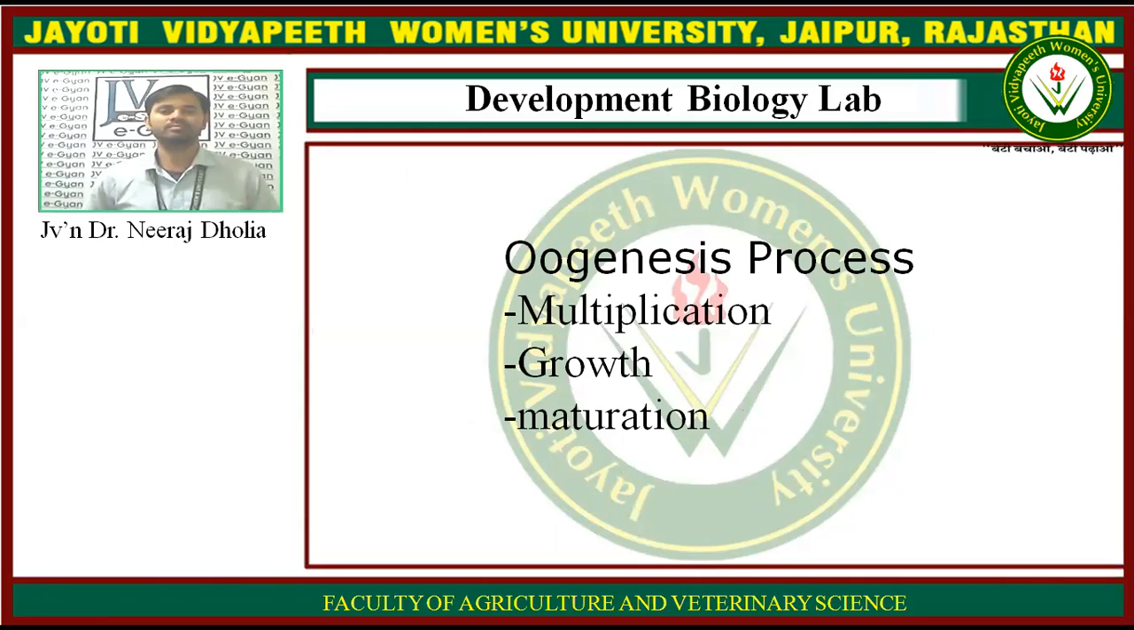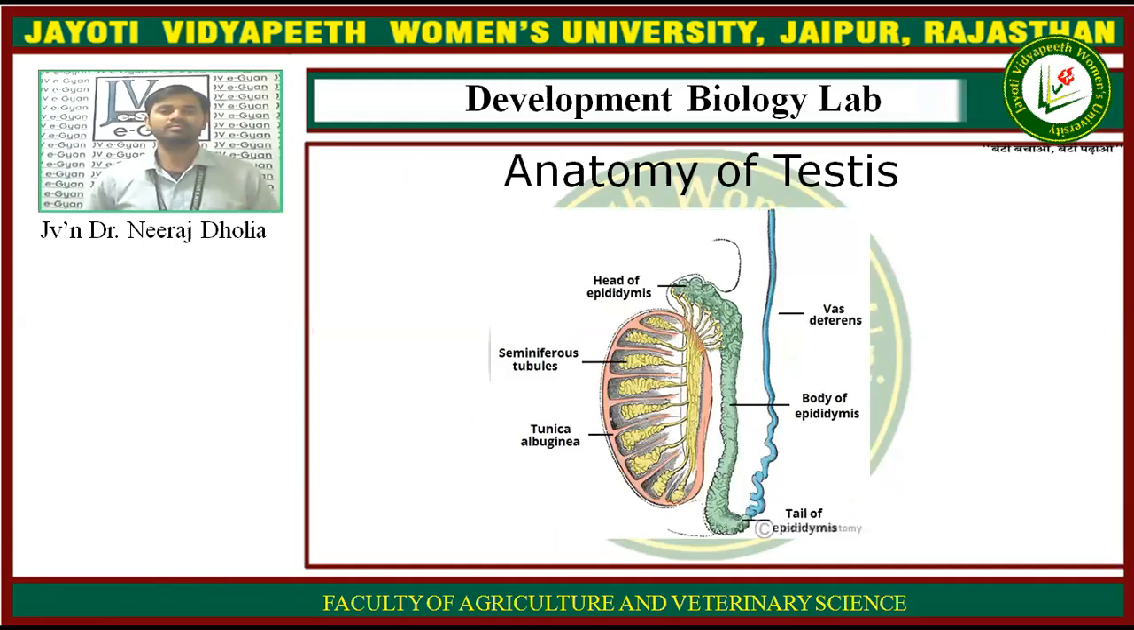spermatogenesis process. So this is the whole anatomy of the testis, and this is the vasa deferens. The body of the epididymis, the head of the epididymis, the tail of the epididymis. These are the seminiferous tubules, and the covering is tunica albuginea. So the testis is on the base portion.